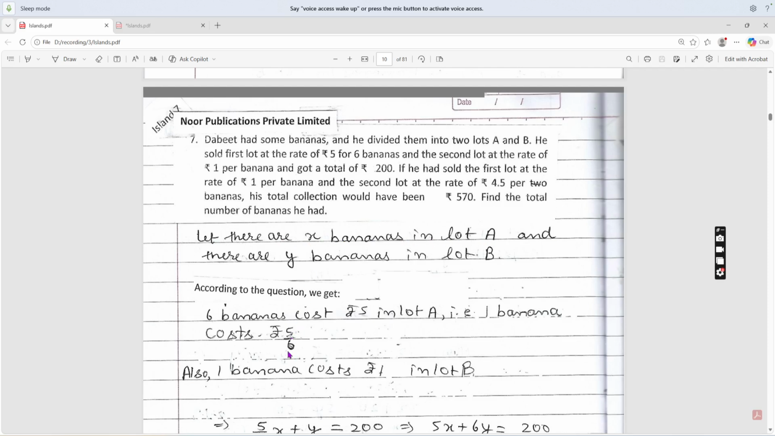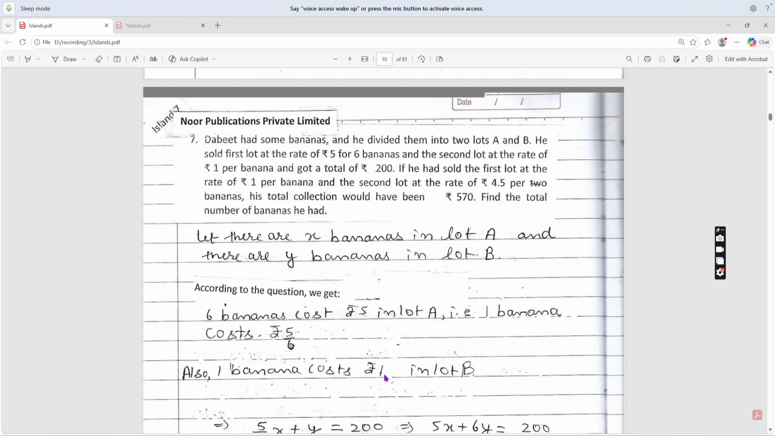So x into 5 by 6 is the total cost of the banana which is sold, or the total selling price of the banana which is sold through lot A. That is x into 5 by 6. And now we are going to see one more thing.